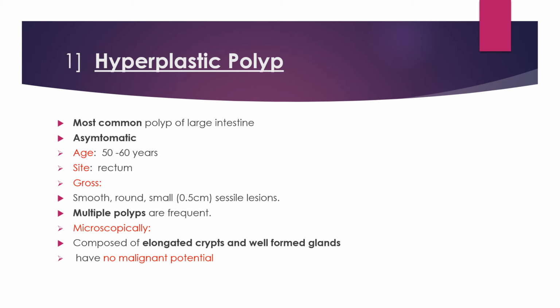Microscopically, they are most commonly found in the left colon and are typically less than 5 mm. They are smooth nodular protrusions of the mucosa, composed of elongated crypts and well-formed glands, and do not have any malignant potential. These are hyperplastic polyps, with irregular tufting of the epithelial cells on the polyp surface. This tufting is because of epithelial overcrowding.